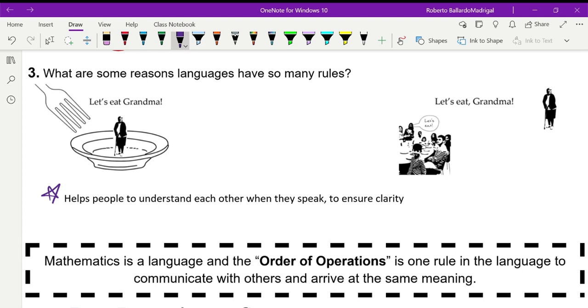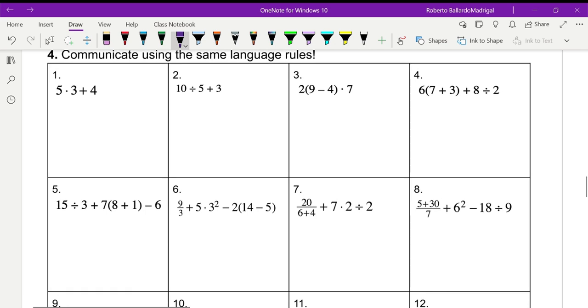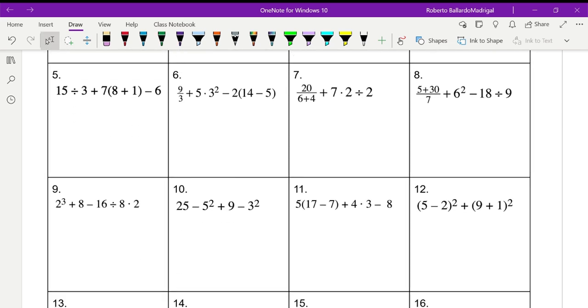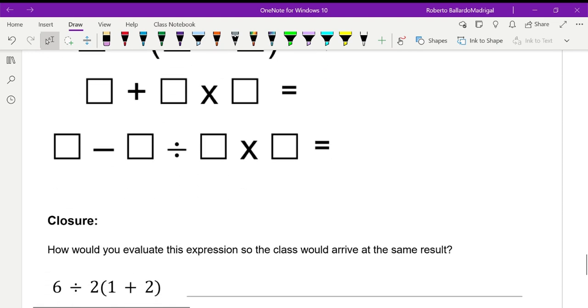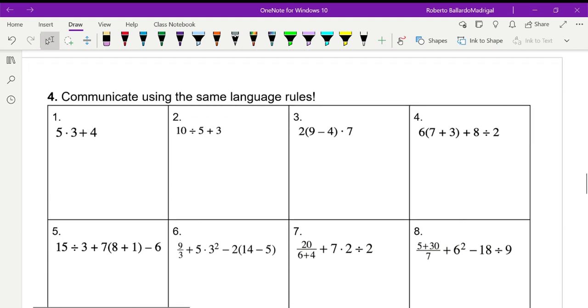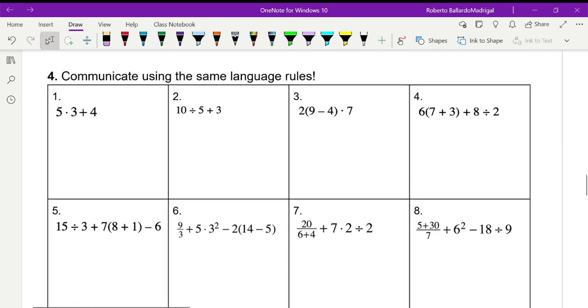Yeah. All right, timekeepers, 15 minutes on the clock. Everybody, you are working on number 4. Questions 1 through 16, you have 15 minutes, which is going to be basically when school ends. Anything you don't finish in class is homework. We are not going to be working on 5, 6, or the closure, so you don't have to worry about those. Once again, only part 4, which are problems 1 through 16. 15 minutes, start now.